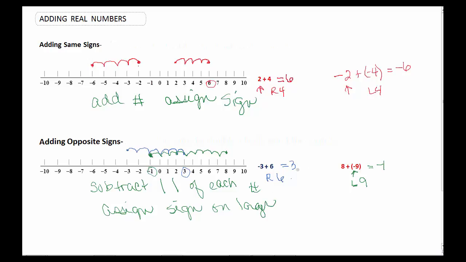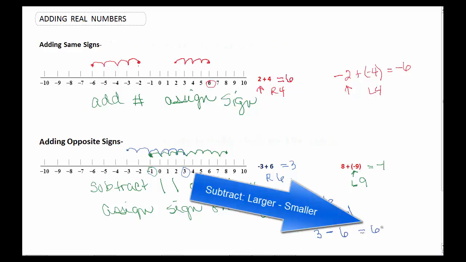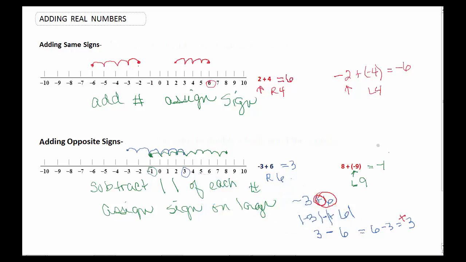What does that mean? Well, that means here if we had this negative 3 plus 6, it means the absolute value of negative 3 minus the absolute value of positive 6. So the absolute value of negative 3 would be 3, minus the absolute value of 6 would be 6, and 6 minus 3, if you want to switch them around, you could say 6 minus 3 is equal to 3. Now we just have to determine what the sign is, and 6 is larger and it's positive, so we have a positive 3.